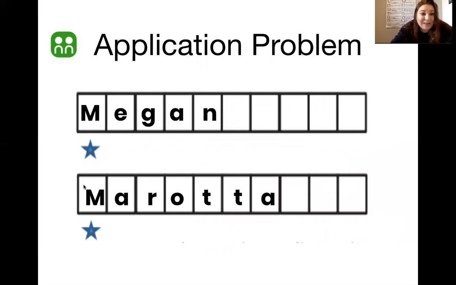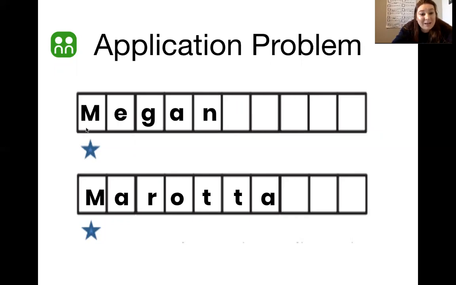Now, let's count the letters in my last name. 1, 2, 3, 4, 5, 6, 7. I have 7 letters in my last name. Which name has more letters in it? You're right. My last name has more letters in it. Which name has less letters in it? Good. My first name has fewer letters in it.